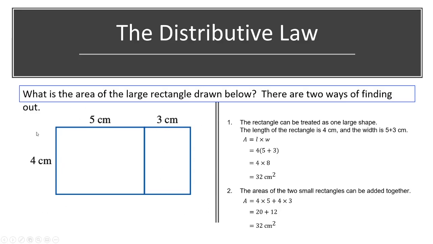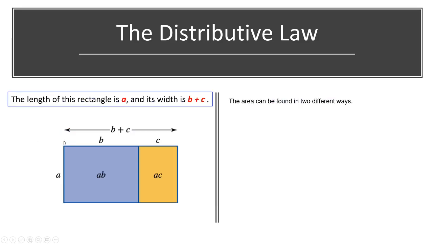Okay, let's add some pronumerals to see how we can use this for algebra. So we have A for the length and B and C for the sides. So this whole side is B plus C. So let's use the same two ways that we did before. The first way, area equals length times width. So area equals A times B plus C for that whole side.